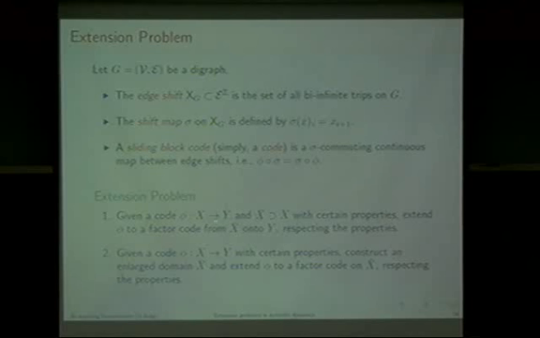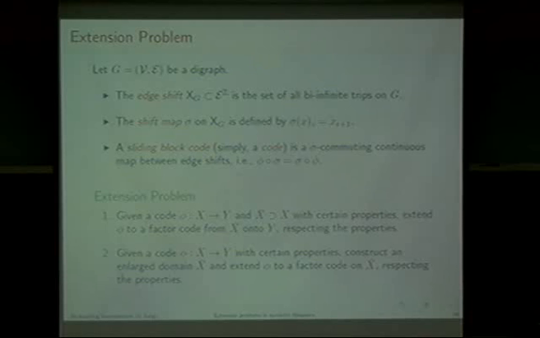That is, when the edge shifts X and Y are given, and there is a code from X to Y, and when there is an edge shift X bar containing X with certain properties, we want to extend phi to a factor code from X bar to Y. So if a code is defined on a proper subshift of the domain, we want to extend this to a code defined on the whole edge shift. However, it is not so easy, and sometimes it is not possible to extend one code to a code which is defined on the whole domain.